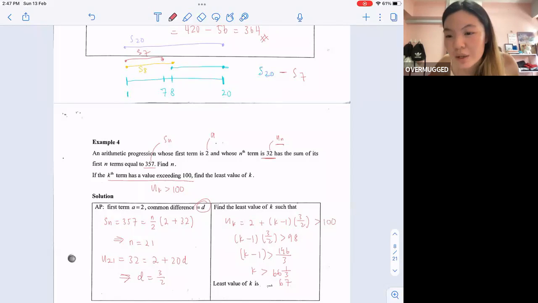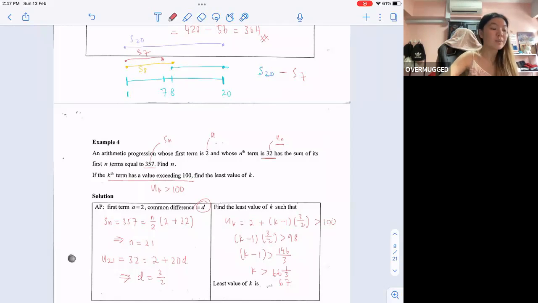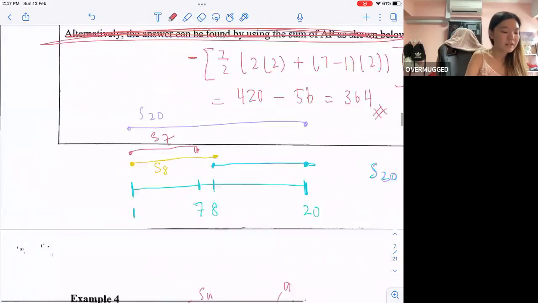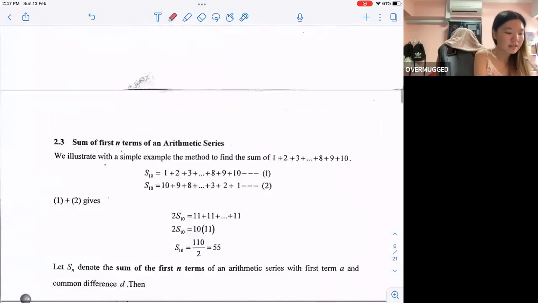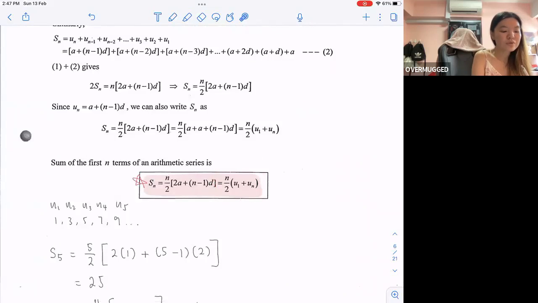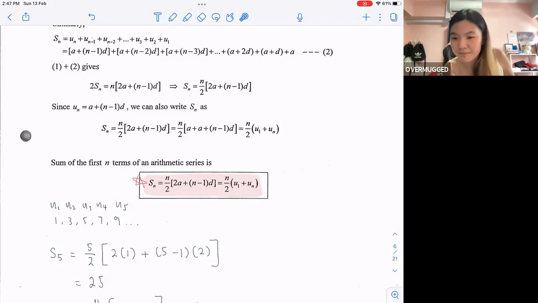Okay, I do have a question. Why is it 2 plus 32? We are using the formula over here, dear. This formula, the second formula. So 2 is my first term, and 32 is my n. Does that answer your question, Junie?